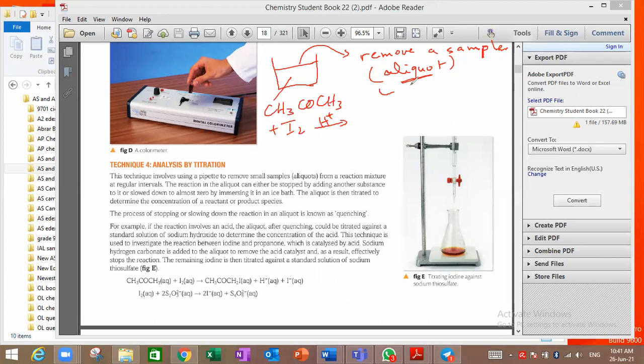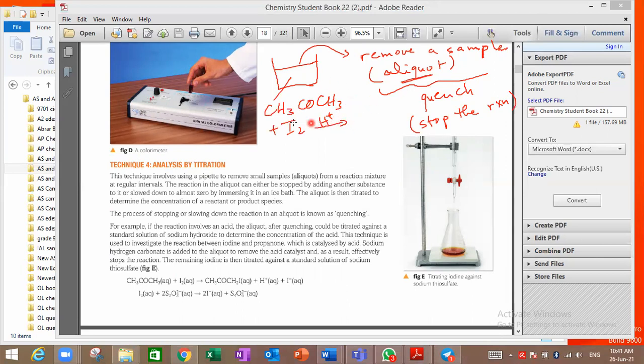And then to this aliquot, we are going to quench it. What do we mean by quench? Quench means that we are going to stop the reaction. We are going to stop the reaction. Now, how do we stop such a reaction? Of course, every reaction, it depends on the reaction.